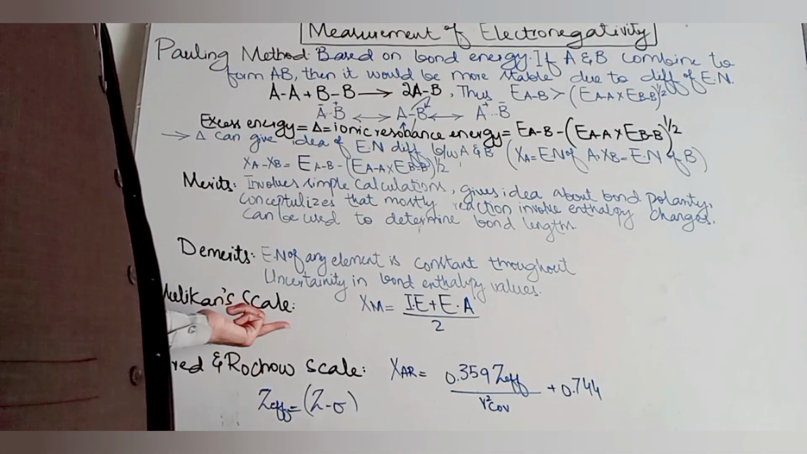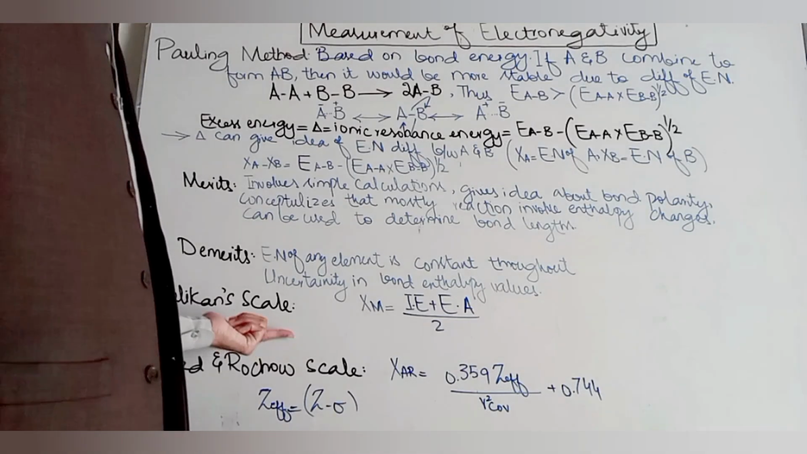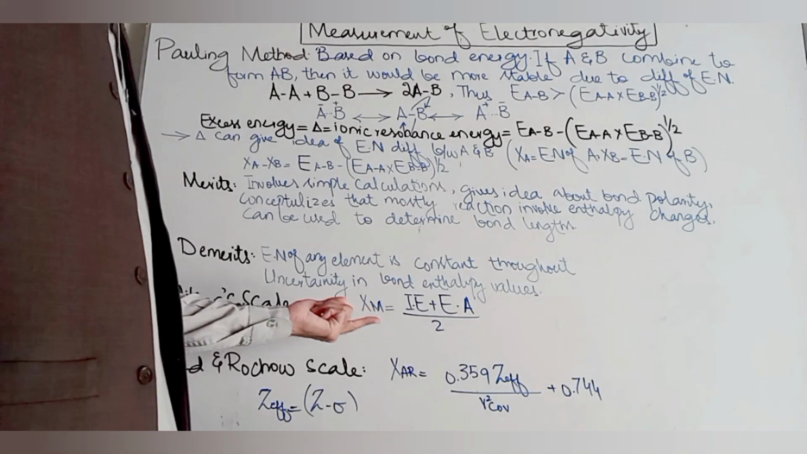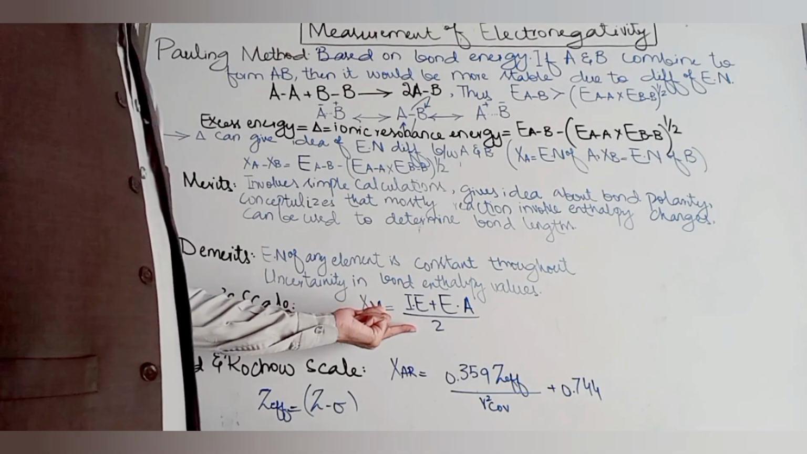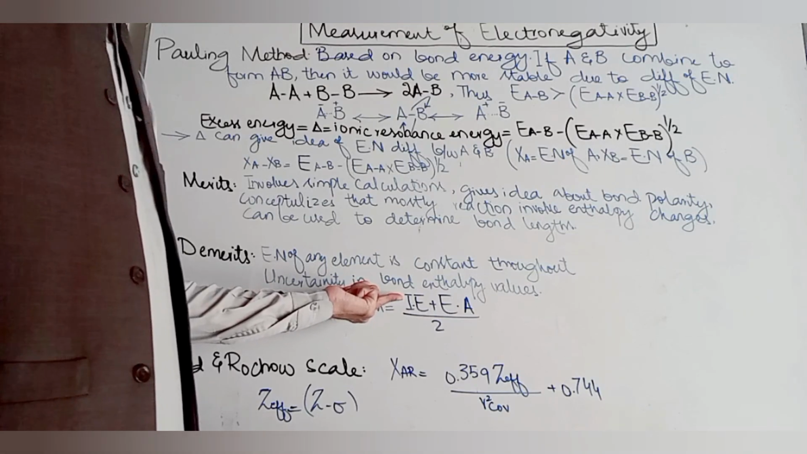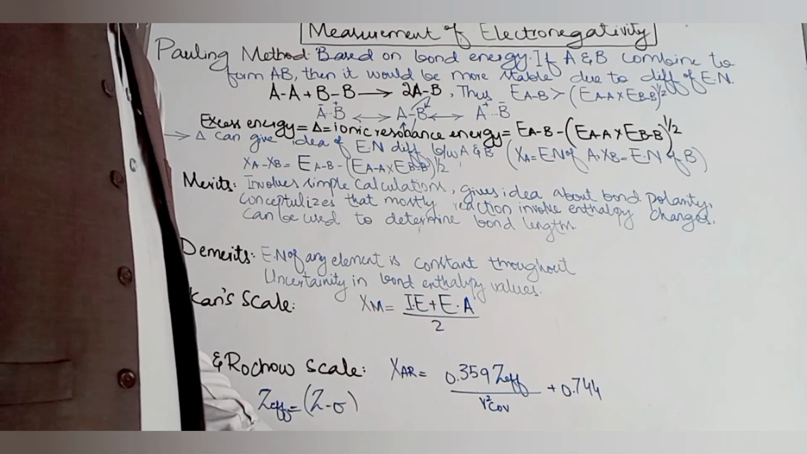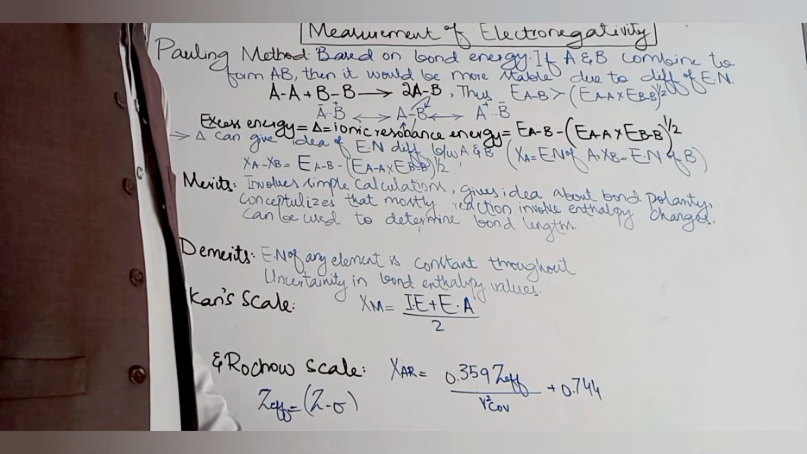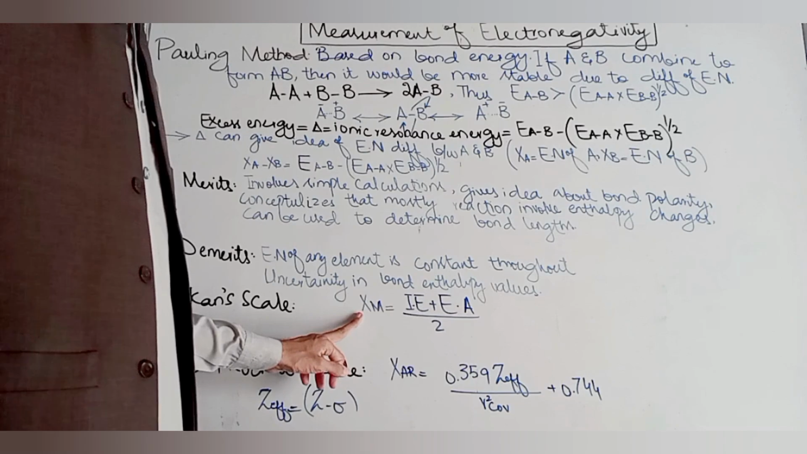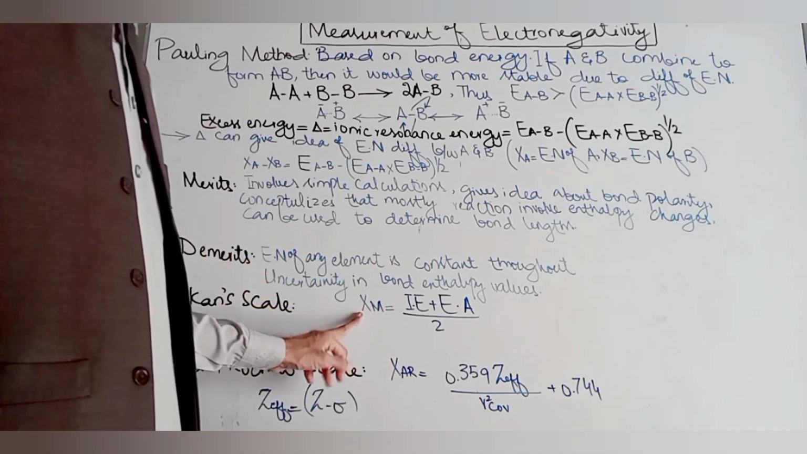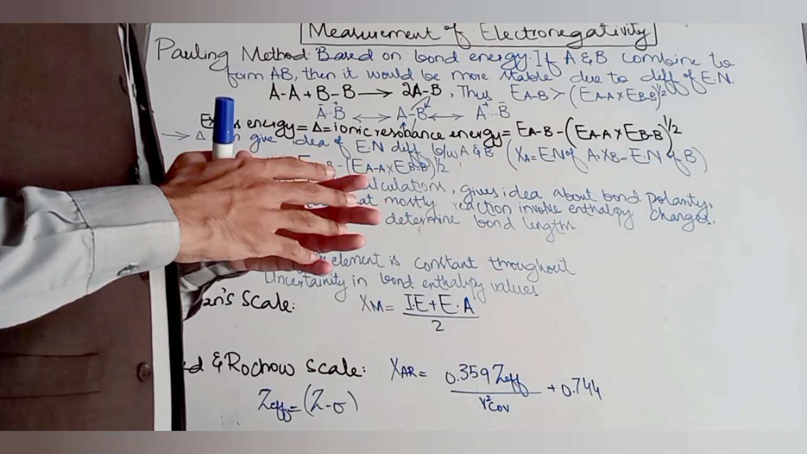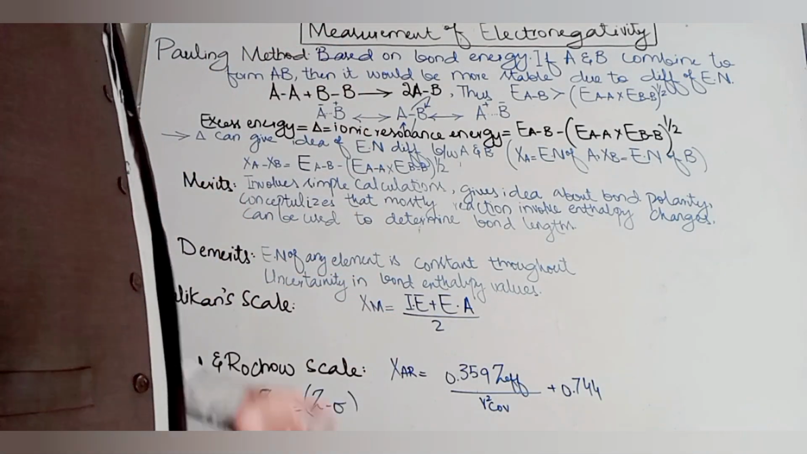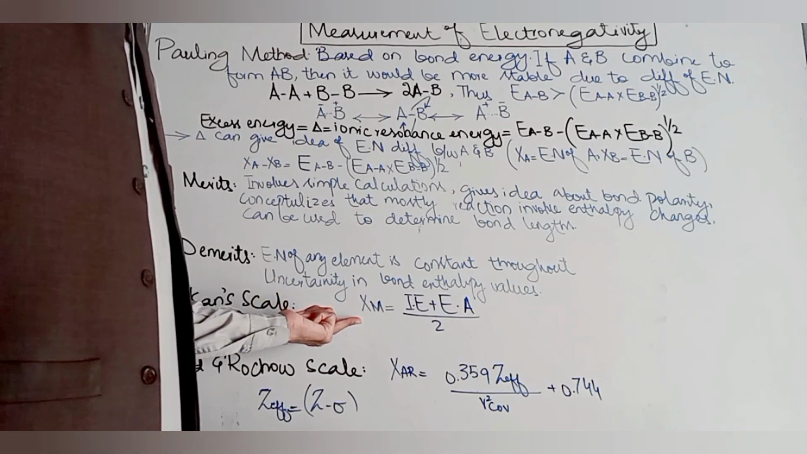The next method of the determination of electronegativity is Mulliken's method or Mulliken scale. So according to Mulliken, the electronegativity of any element is equal to the mean of the ionization energy and the electron affinity of an element. So ionization energy plus electron affinity divided by 2 would be equal to XM. XM means Mulliken electronegativity values. And Mulliken was having the idea that the hybridization state and some other factors must be involved in determining the value of the electronegativity of any element.